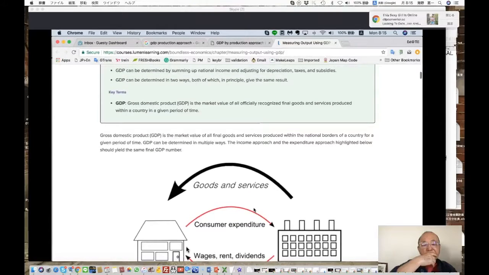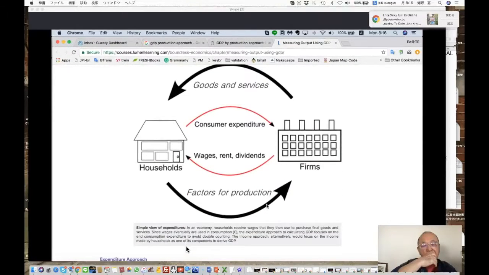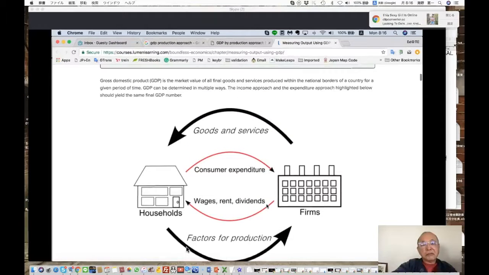So this is how the economy works. GDP is the market value of all final goods and services produced within the national borders of a country for a given period of time. This works in a closed economy. In an open economy, it becomes a little bit different.